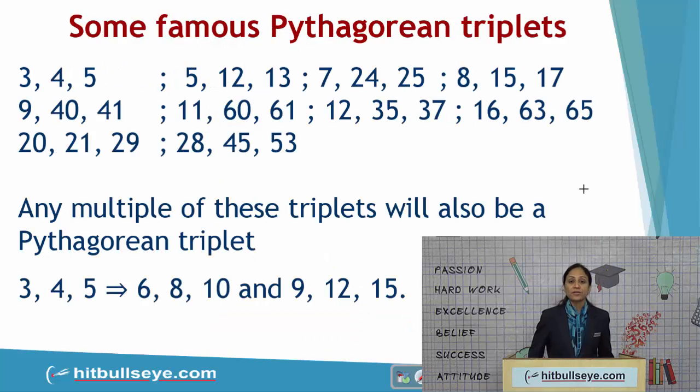These are some famous Pythagorean triplets. Pythagorean triplets basically means the possible lengths of the perpendicular, base and hypotenuse respectively of a right angled triangle. Please remember that any multiple of these triplets will also be a Pythagorean triplet.